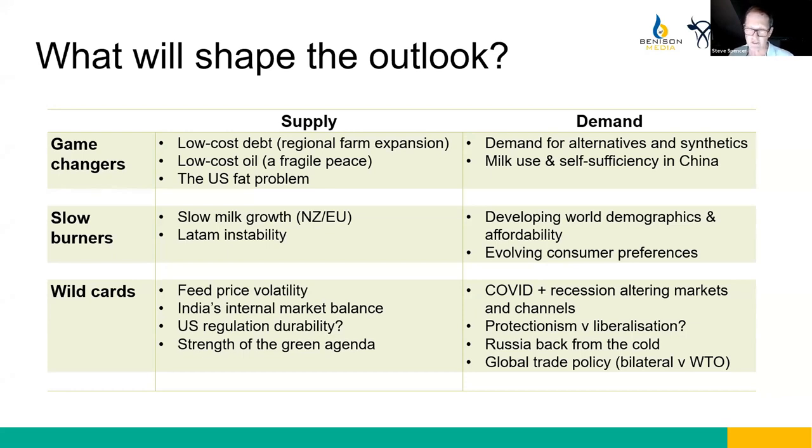The strength of the green agenda, just how much change that might put. And I know, for instance, looking at Europe and how much of a constraint they put on production through that. On the right-hand side, how COVID and its following recession are altering markets. Will Russia come back from the cold? And whether or not we see global trade policy move into a more bilateral, or we go unilateral with a re-embracing of the WTO. I think those things can change shape. They're hard to predict.